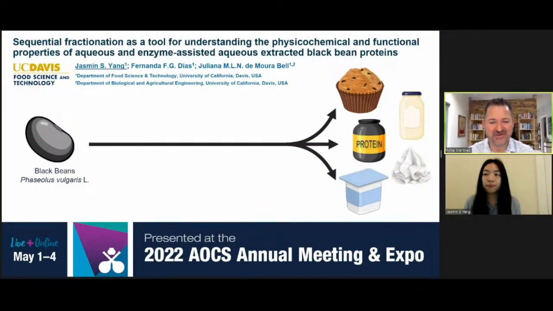Okay, it is time to move on to our third and final pitch. This comes to us from Jasmine Yang, who is a second-year PhD student in the Food Science Graduate Group at the University of California, Davis. She currently works in Dr. Juliana de Moura Bell's lab, where her thesis research is focused on developing environmentally friendly extraction methods for black bean proteins and prebiotic-like oligosaccharides. Today, she's going to present sequential fractionation as a tool for understanding the physicochemical and thermal properties of aqueous and enzyme-assisted aqueous extracted black bean proteins. Jasmine, take it away.